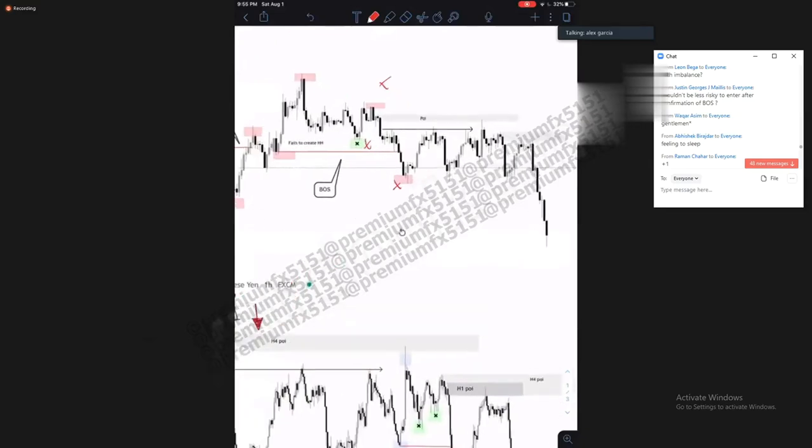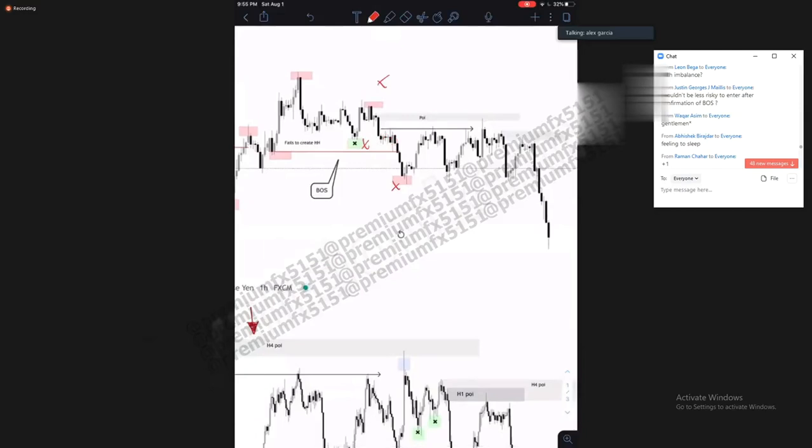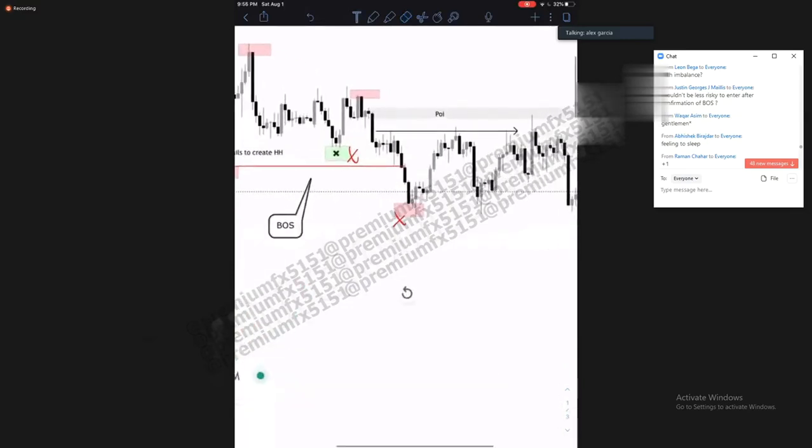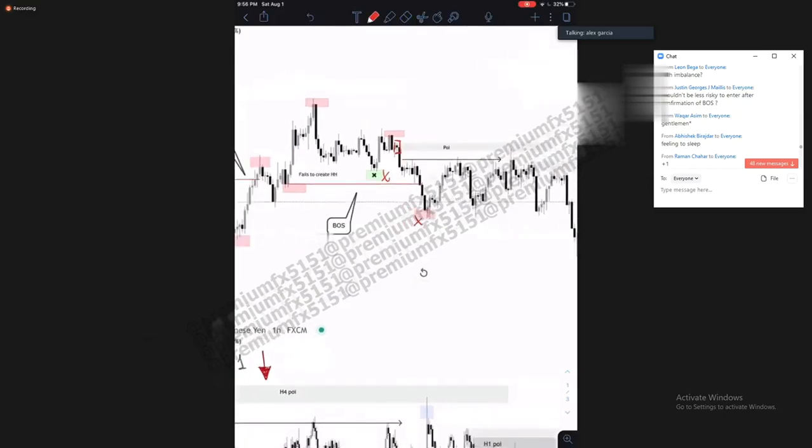Okay, so now we have some sort of supply right there, but the most important thing is our point of interest right here. Okay, this is our refinement. This is the point that you're going to be seeing in the future a lot, and that will reduce your stop loss so much. So after that, what I see is this is H4.